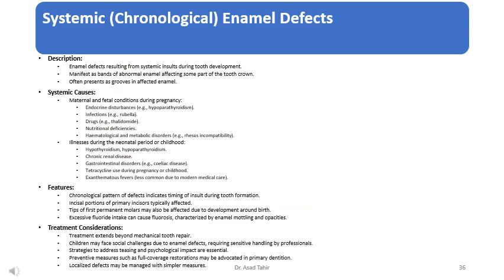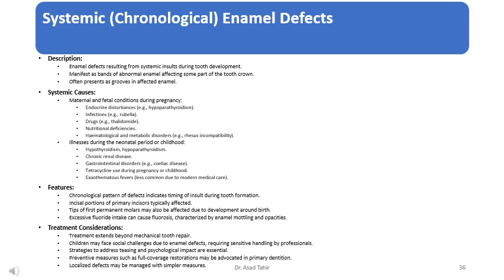Systemic, chronological, enamel defects. Description. Enamel defects resulting from systemic insults during tooth development. Manifest as bands of abnormal enamel affecting some part of the tooth crown. Often presents as grooves in affected enamel.